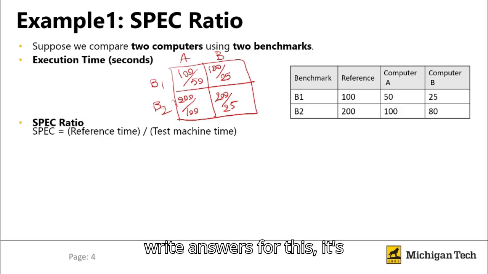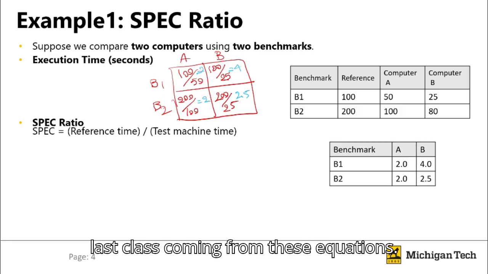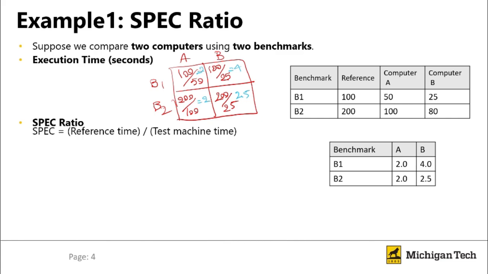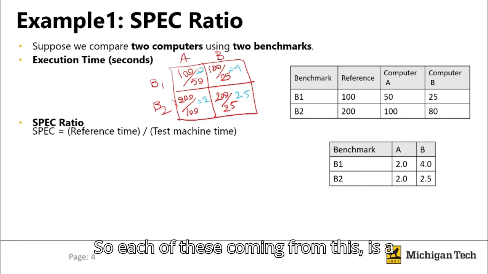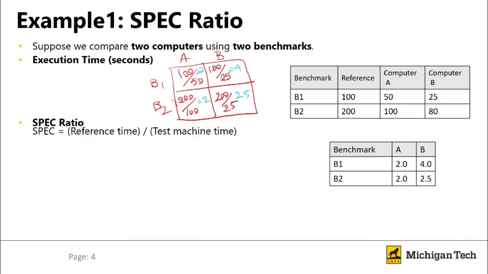Okay, if we write the answers for this, it's going to be 2, 2.5, 4, and 2. This is the table that we had last class, coming from these equations. So each of these is a spec ratio: reference time over test machine time.